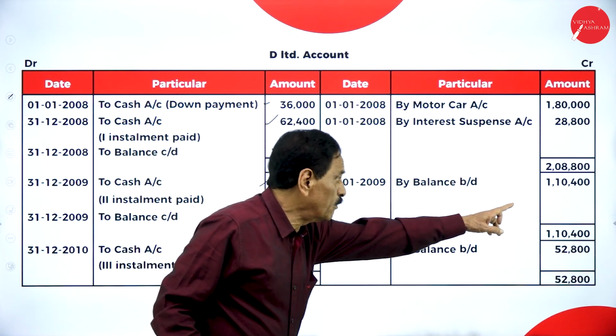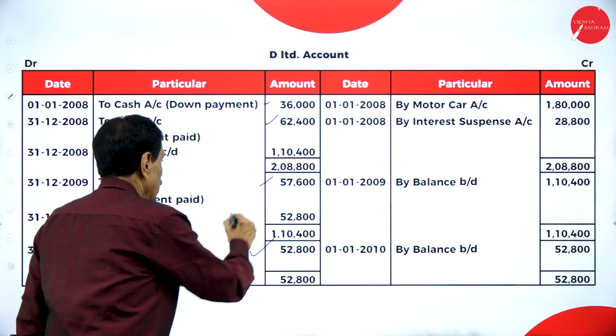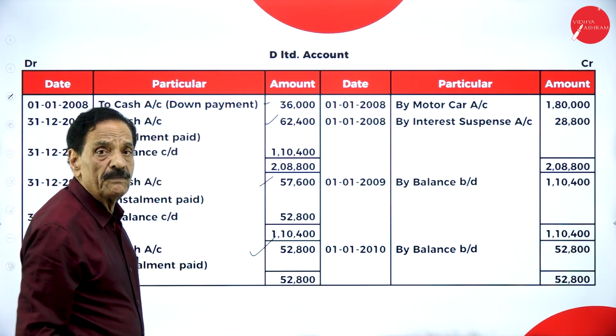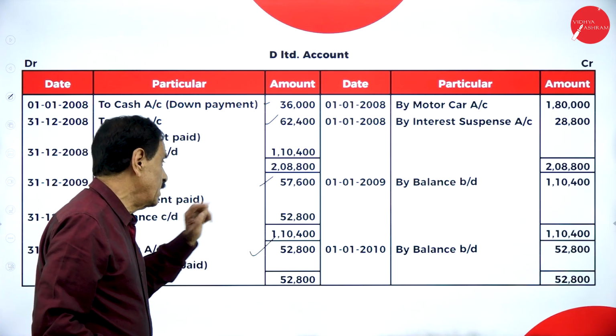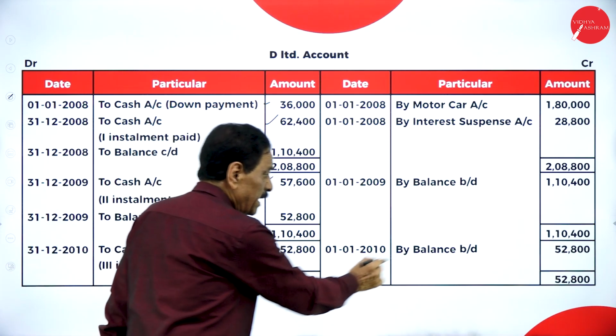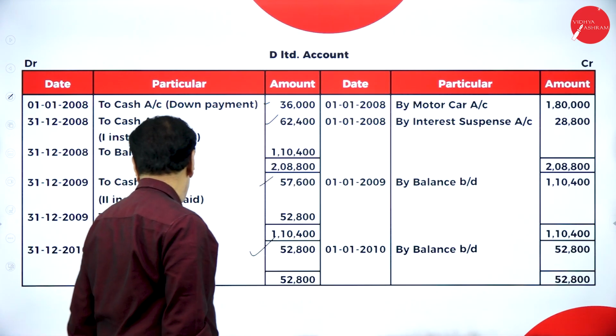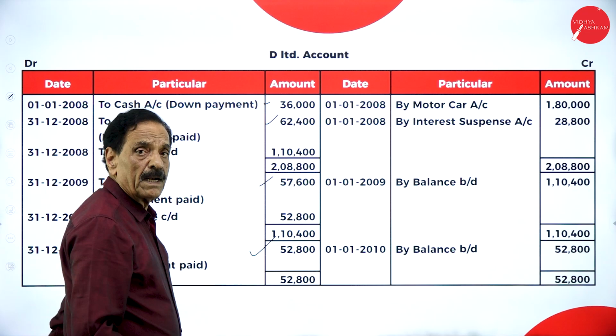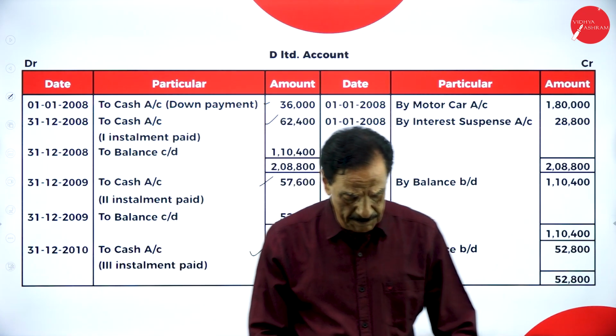1,10,400, brought down 1,10,400. Cash paid, second installment 57,600. Carried down is 52,800. Third year, brought down is 52,800. To cash, third installment paid 52,800.